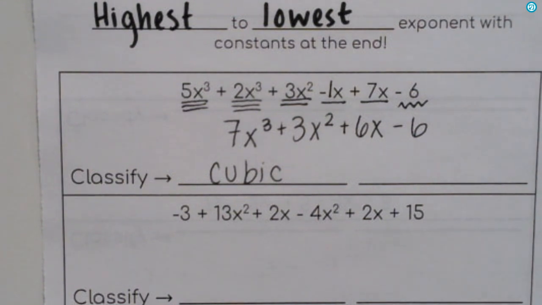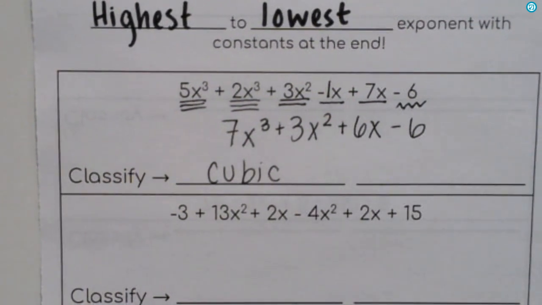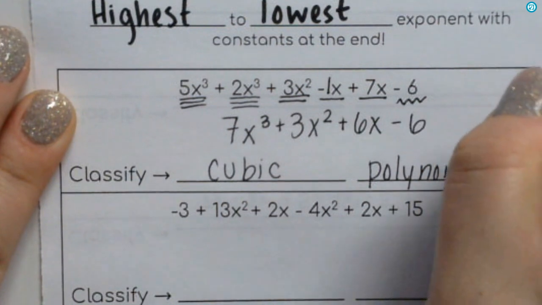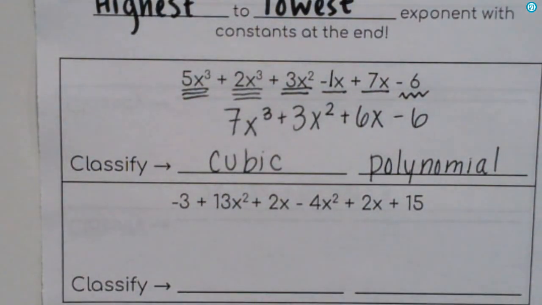Then we count up how many terms we have. We have 1, 2, 3, 4. And 4 or more is a polynomial. So this is a cubic polynomial. Write those up. Okay. Any questions on that one?